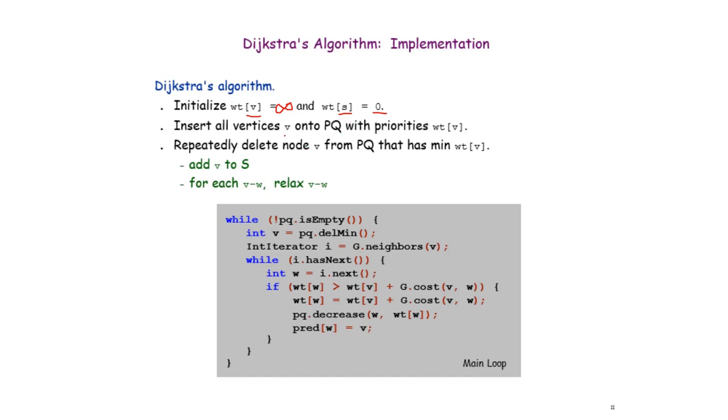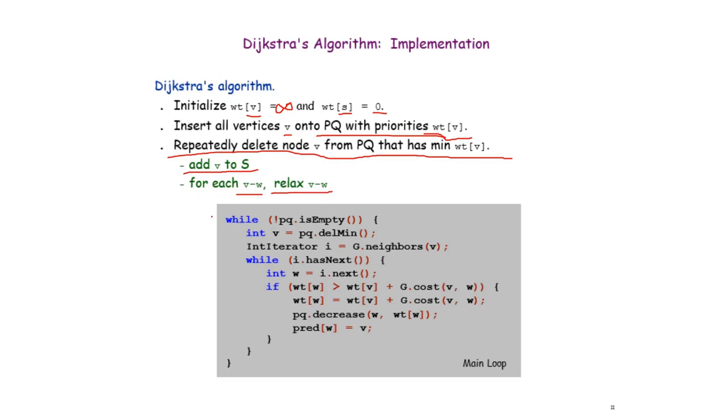Then we insert all vertices V into our priority queue. Here the priority queue is actually a binary min heap. A binary min heap is a structure where on the top of our heap we have the lowest value among all the possible values that we have. In the priority queue, we repeatedly delete the node V that has the minimum cost. Then we add V to our set, and for each neighbor W, we do the relaxation process.